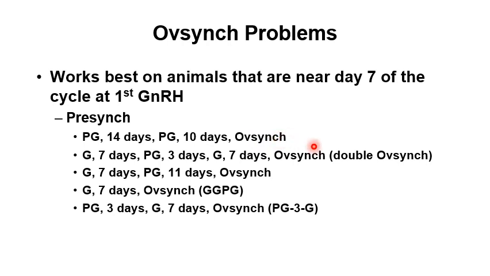We also have the Double OvSynch, which has been reported to get the highest conception rate. So we can do the OvSynch protocol 2 times. We also have the G6G as well as the PG3G. The number here represents the interval between one drug and the other drug.